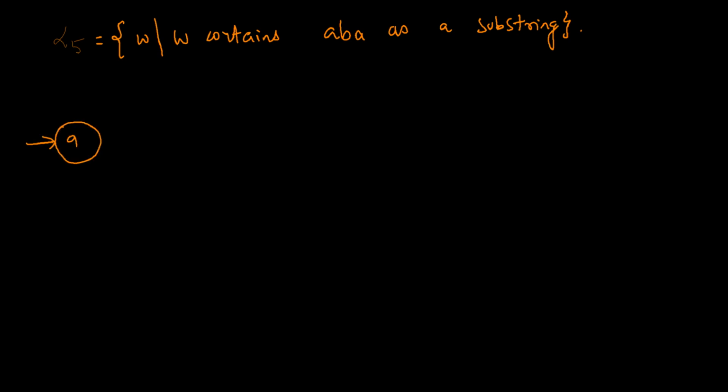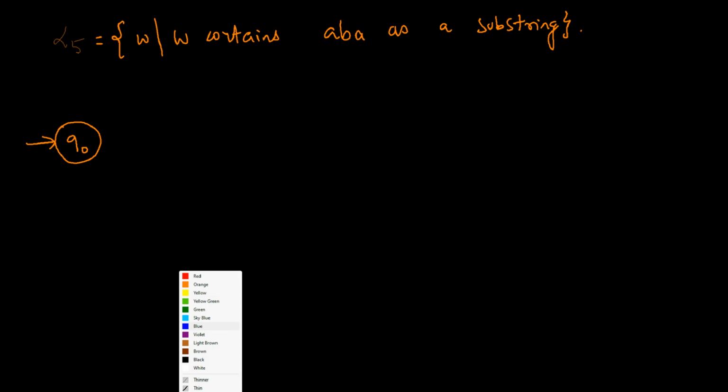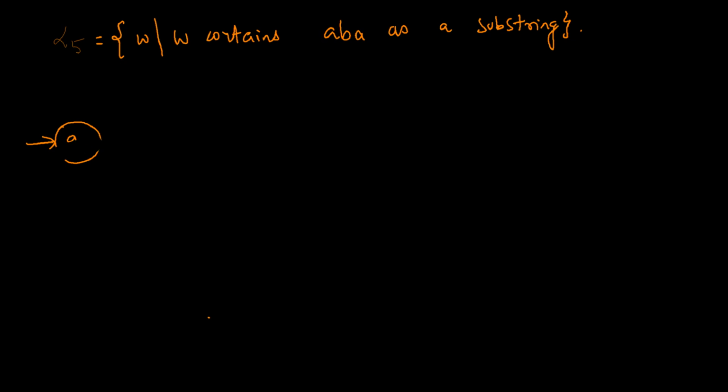So you have an initial state Q0. Okay, you want ABA as a substring, right? The approach when you are constructing DFAs is to try to get from the initial state to the final state. So you are looking to have ABA as a substring.